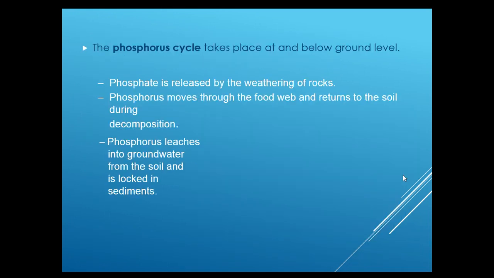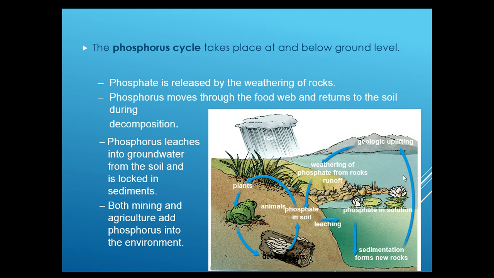Then the last one we're going to take just a quick look at is what we call the phosphorus cycle. And similar to what we saw with the nitrogen cycle, most of this cycle takes place at and below ground level. So phosphate is going to be released through the weathering of rocks. Then phosphorus is going to move through a food web and return to the soil through decomposition. Again, very similar to what we saw with the nitrogen cycle.